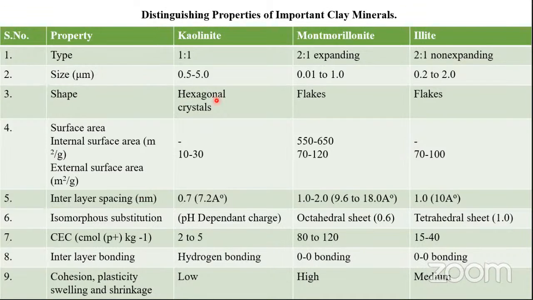Shapes will be hexagonal crystals here, and here it will be a flake model. To understand these hexagonal crystals, you know what the meaning is and how this crystal looks, because in the last class I explained what a hexagonal crystal is. And flakes, this is one type; it will give some flake shape. This is regarding the shape.